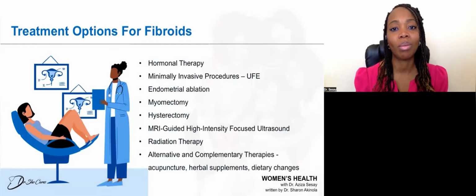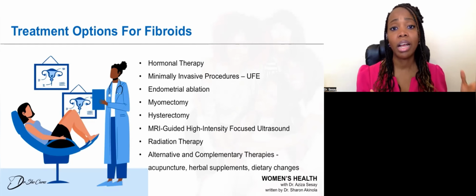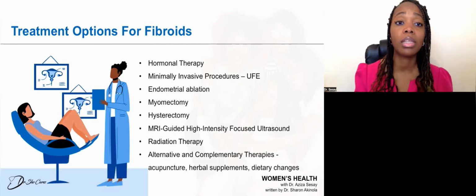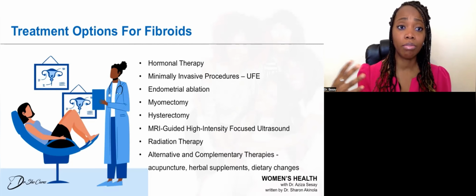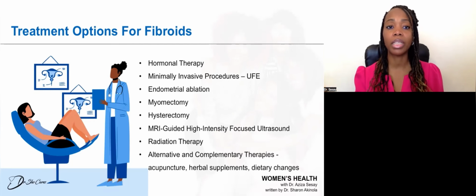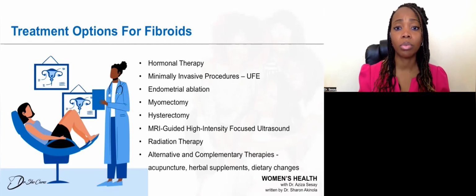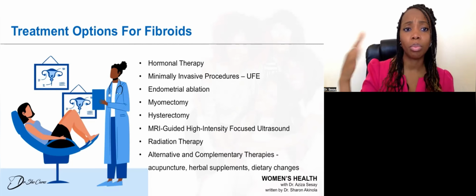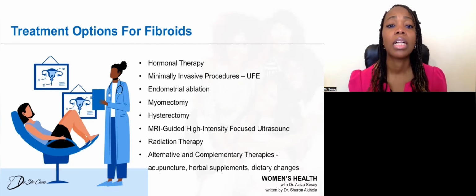Treatment options for fibroids include hormonal therapy. As I said before, this could be the combined pill, the progesterone-only pill, or having the hormonal coil, which can help with the symptoms. Then there might be minimally invasive procedures such as UFE, which stands for uterine fibroid embolization. This is when they block off the blood supply to the fibroid, which then stops it from growing. There's also something called endometrial ablation, where they basically burn the endometrial lining to stop the heavy bleeding which often happens with fibroids.